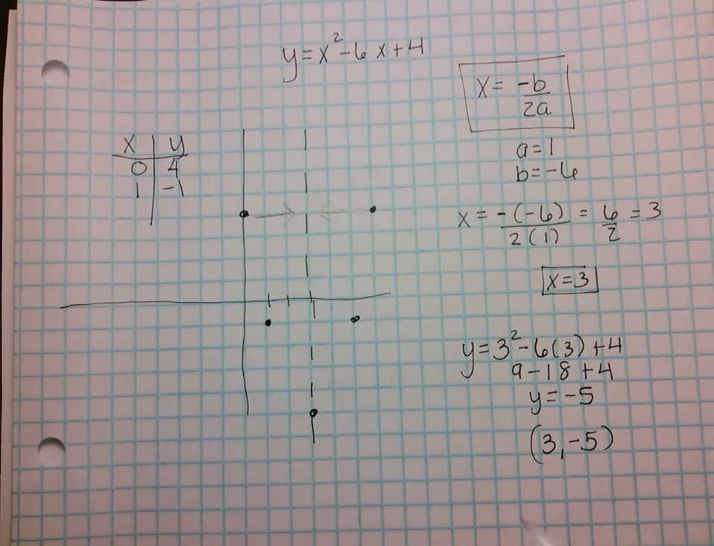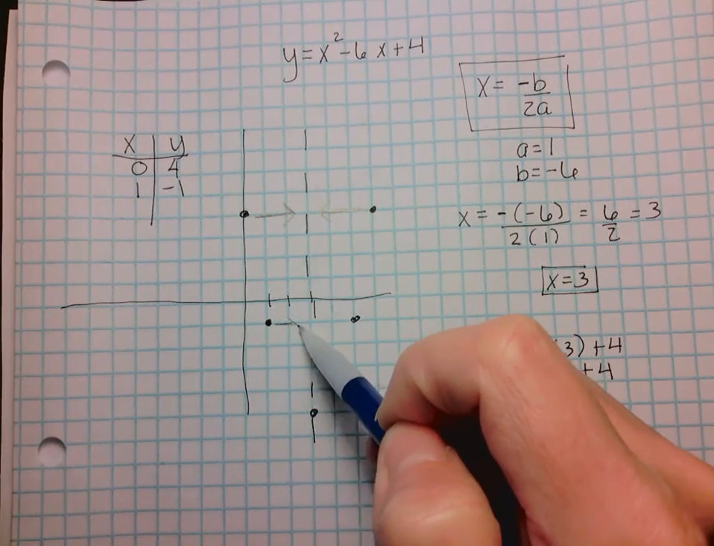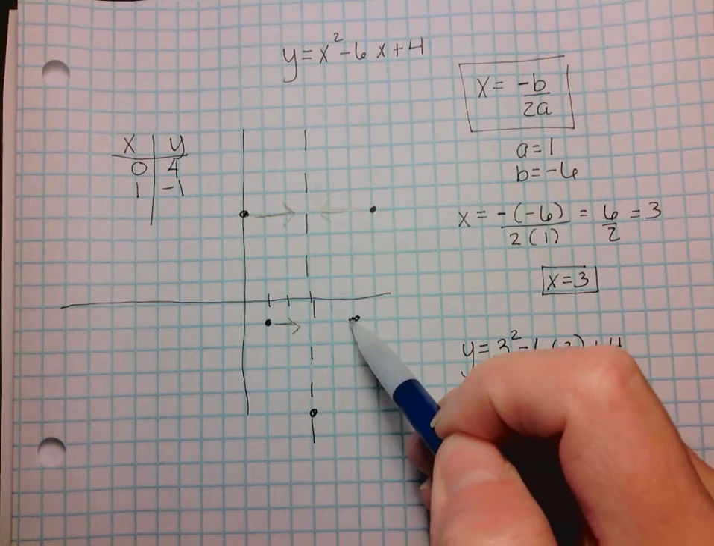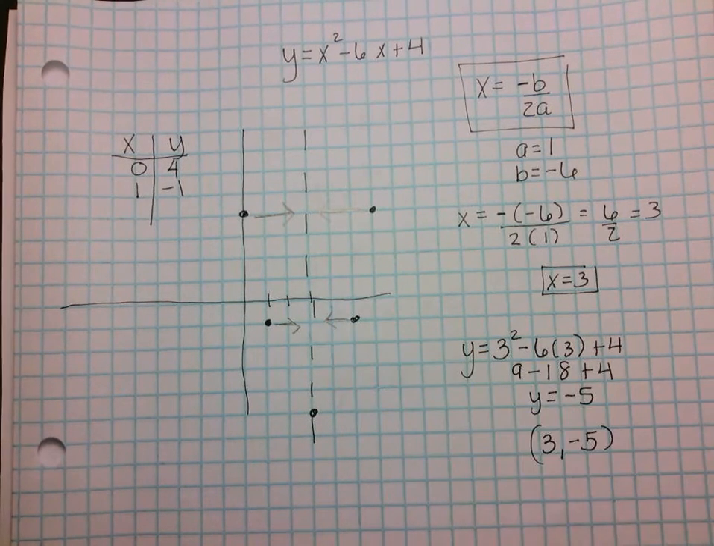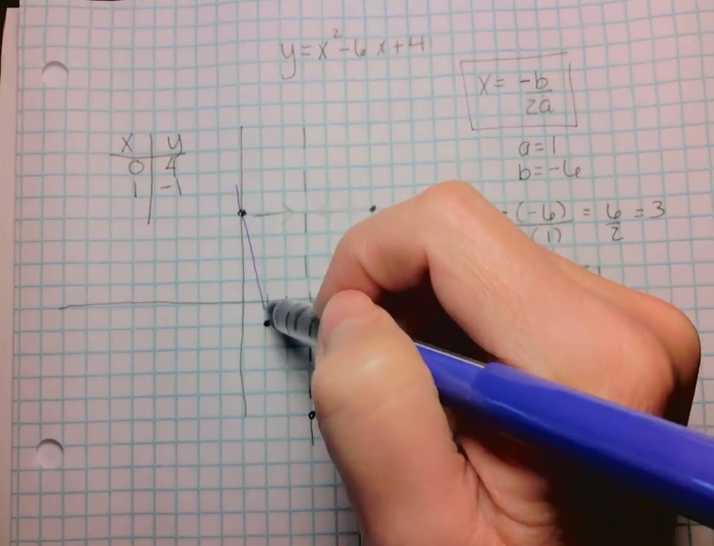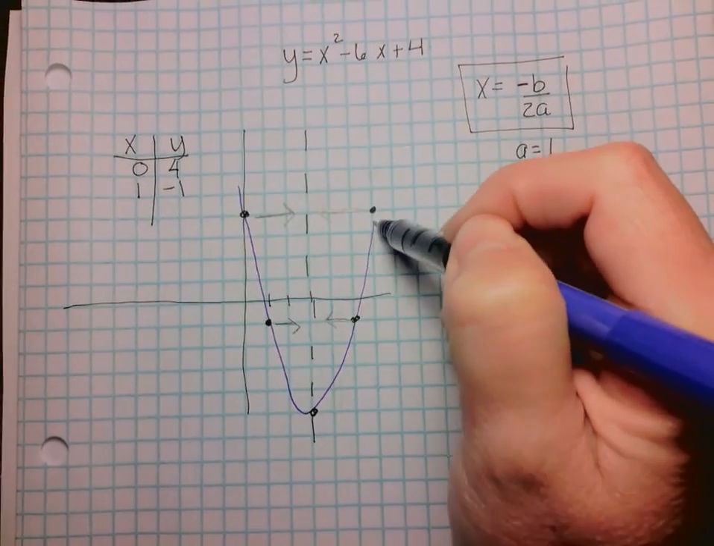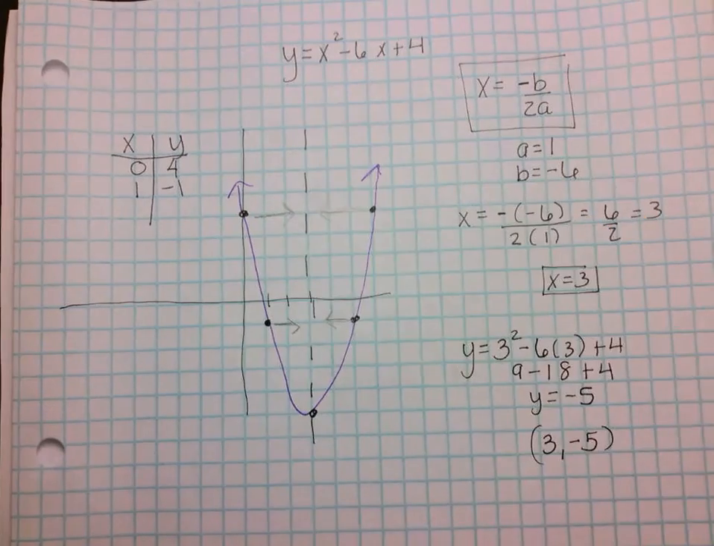Again, if this point is 2 units from the axis of symmetry, this point has to be 2 units from the axis of symmetry. And now I have a parabola.